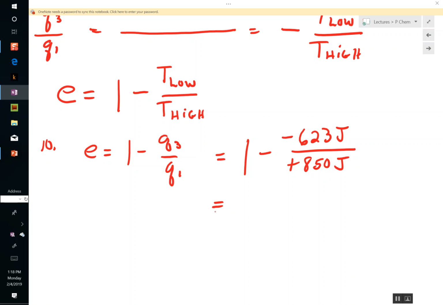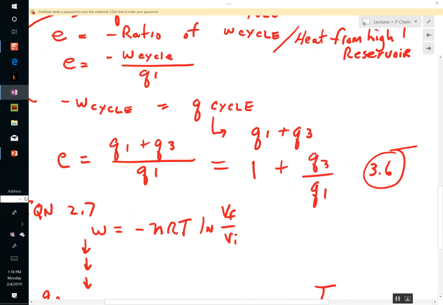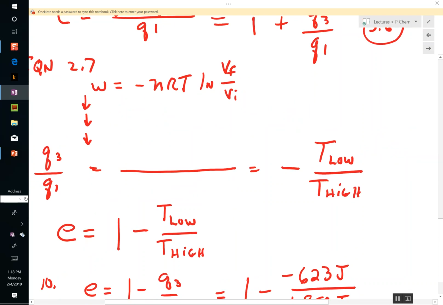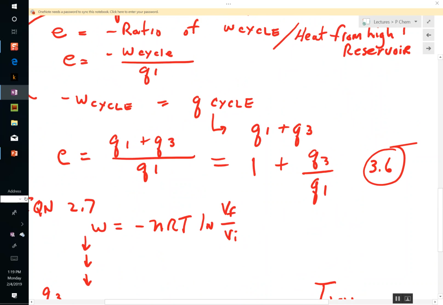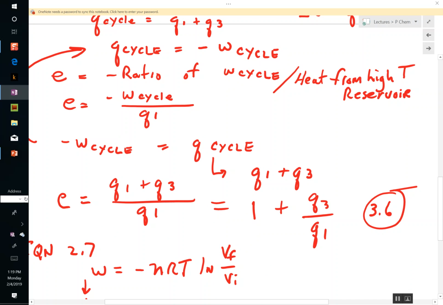Wait, what's happening here? It's plus Q3 over Q1, or the absolute value. I don't know how they actually define it. Oh, it is plus. Okay, it is 1 plus Q3. You're all getting it. I was going right off of this one, but that one is a plus sign. And do you leave efficiency as a fraction or as a decimal? Right, I'd leave it as a decimal.